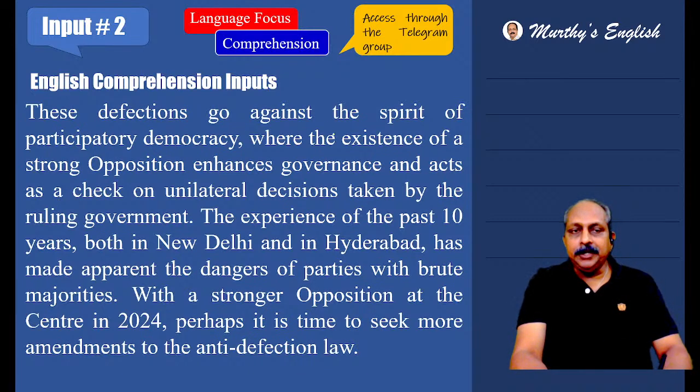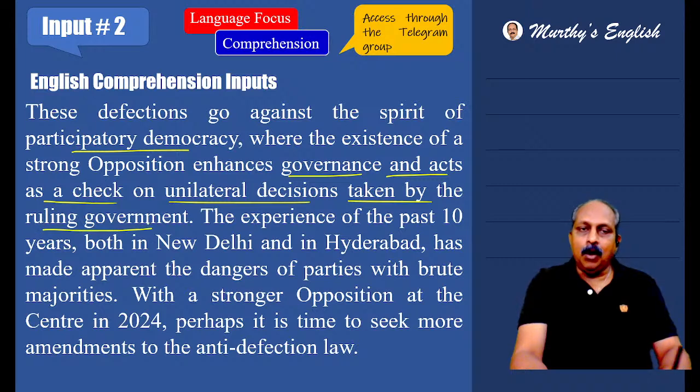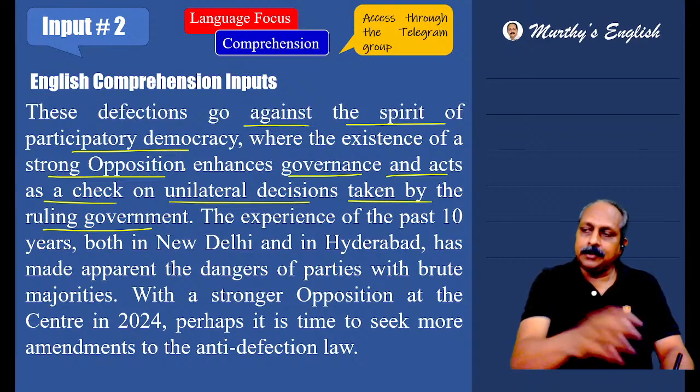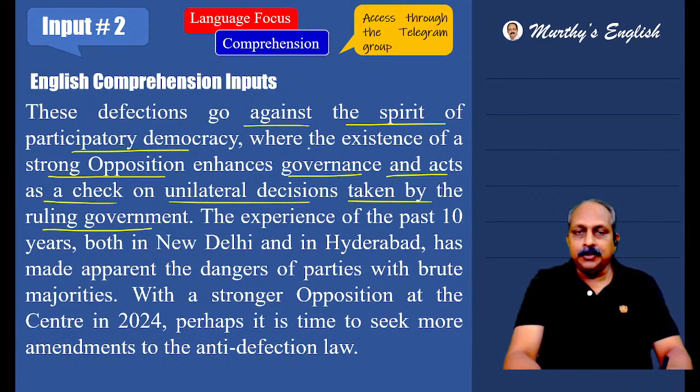These defections go against the spirit of participatory democracy, where the existence of a strong opposition enhances governance and acts as a check on unilateral decisions taken by the ruling government. What the editorial says, these defections at the outset go against the spirit of participatory democracy. And besides that, imagine all the MLAs defect, there won't be any strong opposition. What is the importance of strong opposition? The existence of a strong opposition enhances governance, better governance, and acts as a check on unilateral decisions taken by the ruling government. If there is no opposition, obviously there is going to be some sort of negative impact. What is that? The ruling party will take unilateral decisions single-handedly based on whims and fancies.